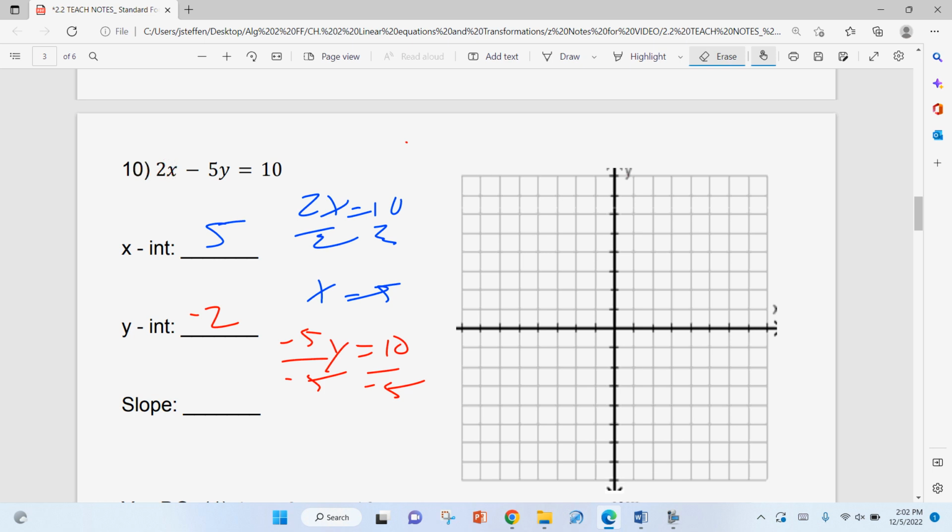And your slope, negative a over b, which is positive 2 over 5. And to graph that, your x-intercept is 5, so to the right, 1, 2, 3, 4, 5. And your y-intercept is down 2.